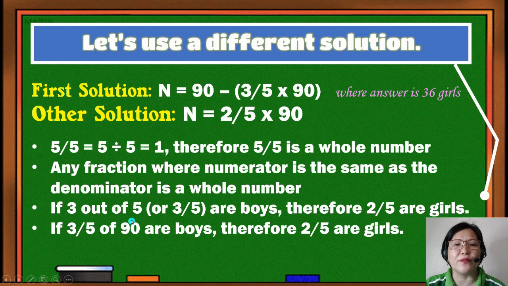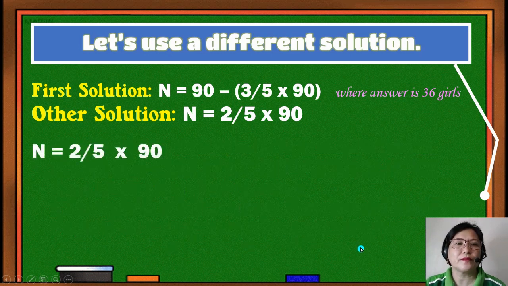Now, any fraction where the numerator is the same as the denominator is a whole number. If 3 out of 5 or 3/5 are boys, therefore 2/5 are girls. Where did that come from? 3/5 came from 5 over 5, which is equivalent to 1 whole. And then 5 over 5 minus 3 over 5 equals 2 over 5 or 2/5. So if 3/5 are the boys, therefore 2/5 are the girls. If 3/5 of 90 are boys, therefore 2/5 are girls. So that is the reason why this number sentence came to be.